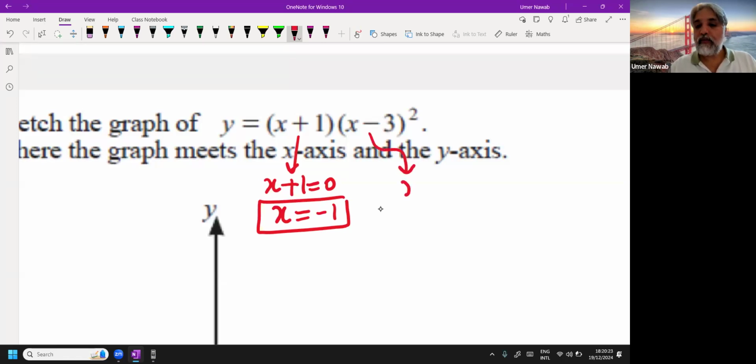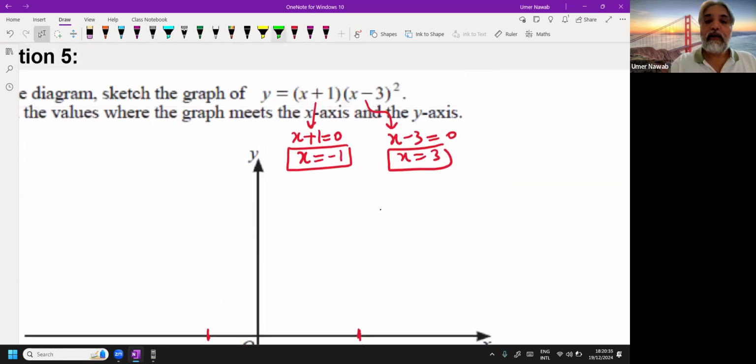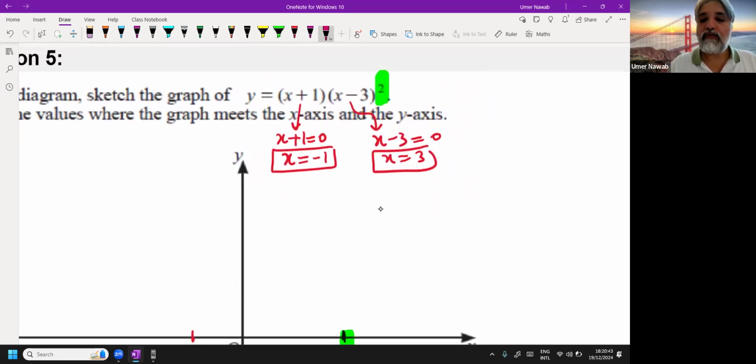Second one is put x minus 3 is equal to 0. So x is equal to 3. So the graph cuts the x-axis at -1 and at 3. But the interesting point is this. It has a square here. So square means square happens where? At 3. So square tells you the graph will be touching the x-axis.